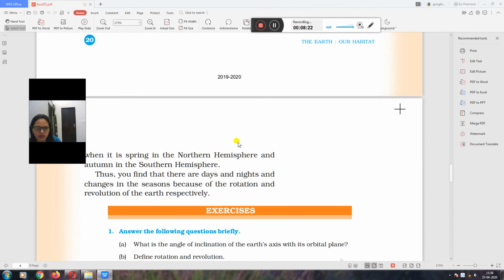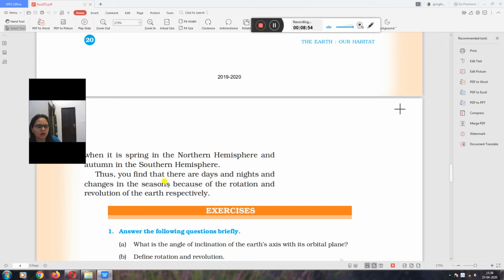So by this chapter we understood that there are days and nights and changes in seasons because of the rotation and revolution of the earth respectively. We easily understood that rotation and revolution are the most important part of our earth. Days and nights change because of rotation, and changes in season are because of revolution.